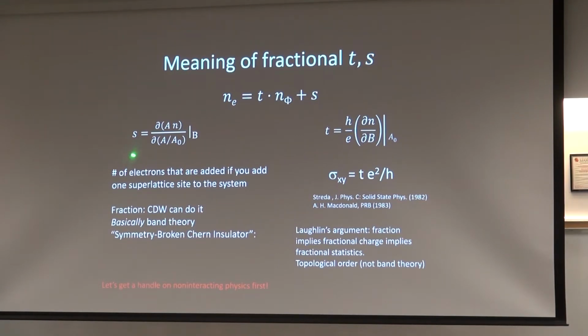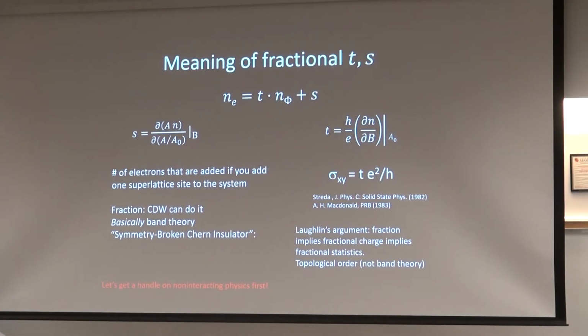And that's why we end up terming things that have fractional S but no fractional T symmetry broken Chern insulators, right? You can do it with a charge density wave. It basically is band theory with some sort of increased unit cell. But it turns out that fractional T, as originally pointed out by Laughlin, is a lot harder to get.